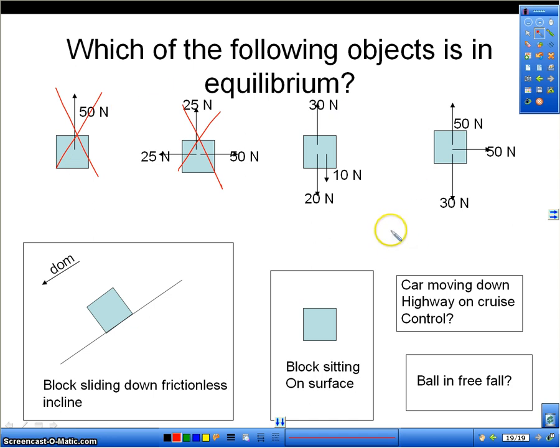So what I want you to do, and we'll go over them in class tomorrow, is I'd like for you to determine which of these objects is in equilibrium. And if it is, you can circle it, and if it's not, just put a big old X over the top of it if it's not in equilibrium. And we'll talk about it tomorrow.